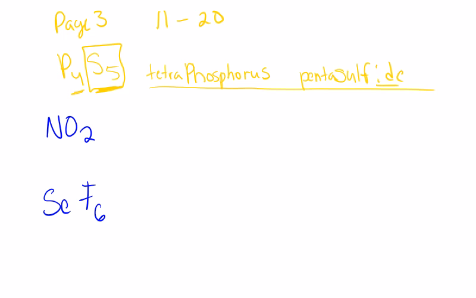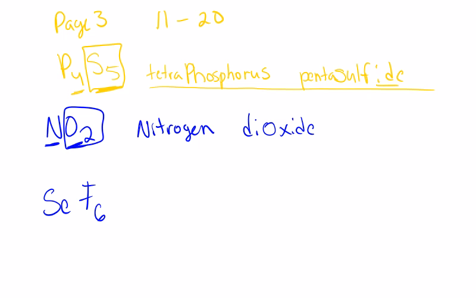All right, let's go ahead and name these. Nitrogen would be our first element, so we would write nitrogen. There's only one of them, so we don't put mono in front of the first element. Next, we have oxygen, but because it's a monoatomic, we're going to call it oxide. And there's 2 of them, so it would be nitrogen dioxide. The next one, this is selenium. And because there's 6 fluorines, we're going to call them fluoride, and 6 is hexa. So selenium hexafluoride.